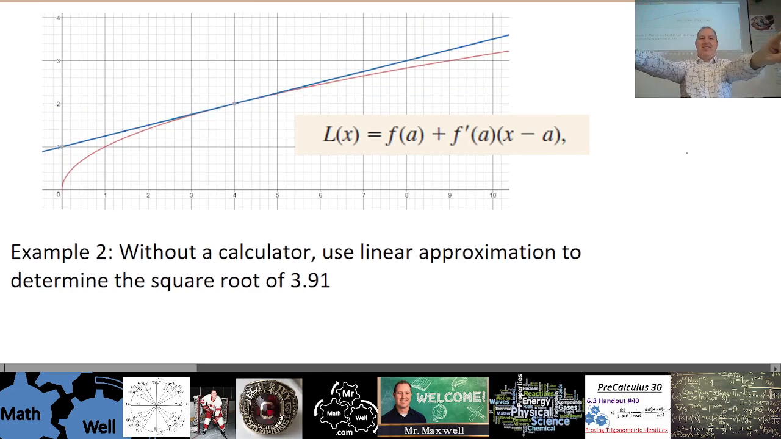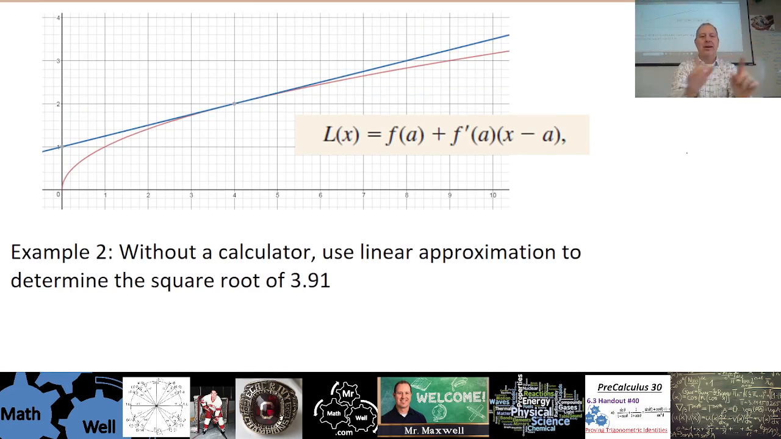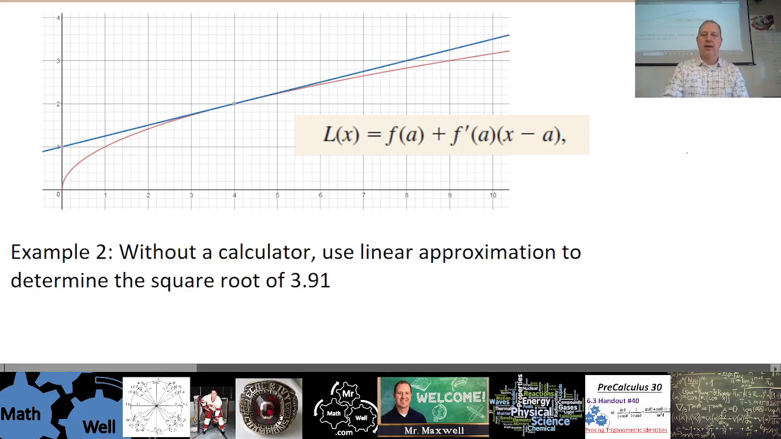Example 2, without a calculator. This is just like the first one. I even gave you the graph. I even give you the linearization equation there. Use linear approximation to determine the square root of 3.91. This is not 8.99. That would be a good one too. But 3.91. So go ahead, take a few minutes, look at the previous example we just did. I'll give you time right now to try and solve that, and then we will reconvene in a minute or two.